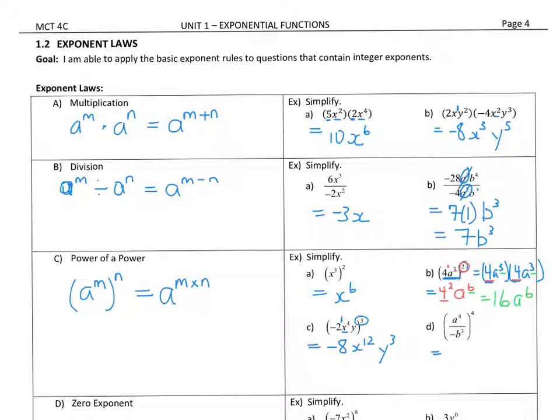Next one we have, everything in the bracket gets the exponent of 4, so these get multiplied together here, and these get multiplied together here. So you should get an a to the 16 divided by, now this negative also gets the exponent of 4, so negative times negative times negative times negative is positive overall, so it will be a positive answer, and then b to the 12. 3 times 4 is 12. Hopefully that makes sense, and we'll go to the next part.